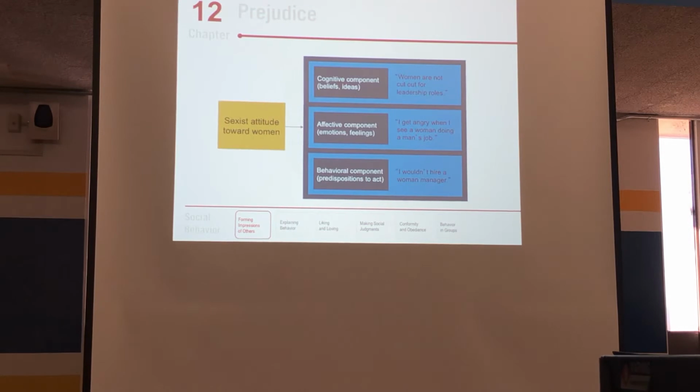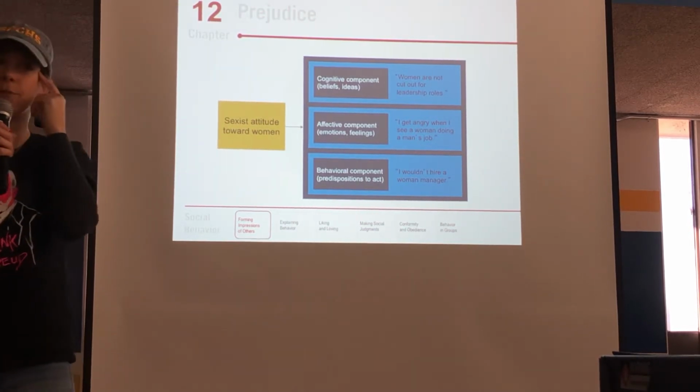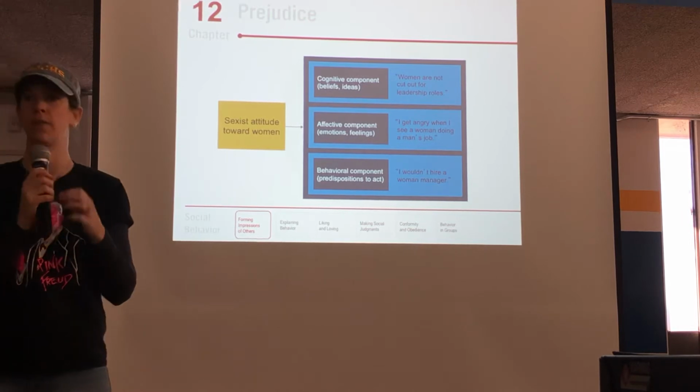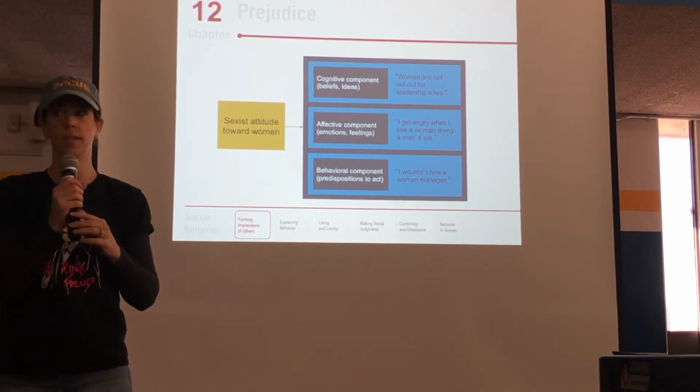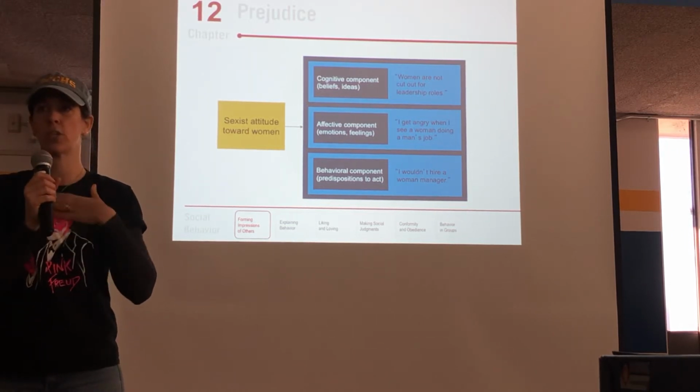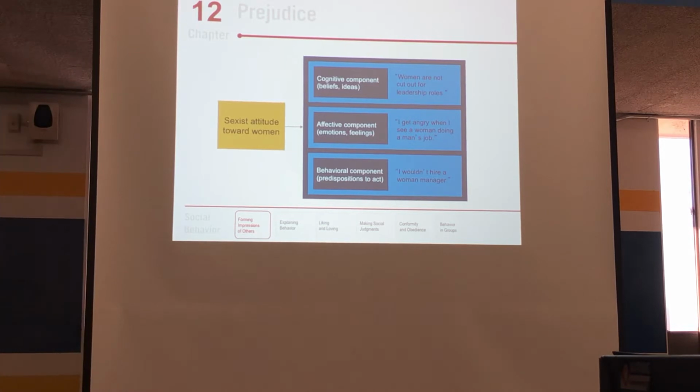Good. Show me cognitive. Good. Show me affective. Good. Show me behavioral. Good. So what does cognitive mean? Thinking. Good. What is affective? Emotion or feeling. And what is behavioral? Action. Good job, you guys.